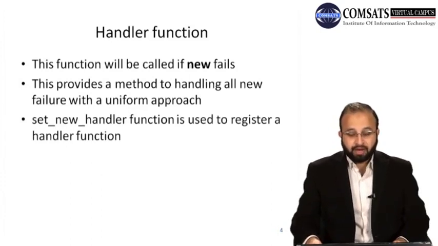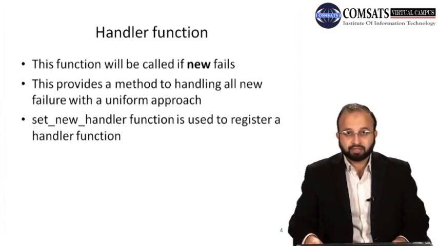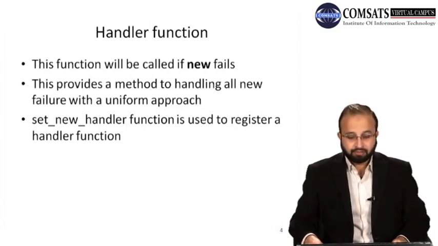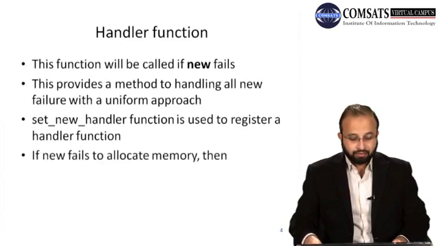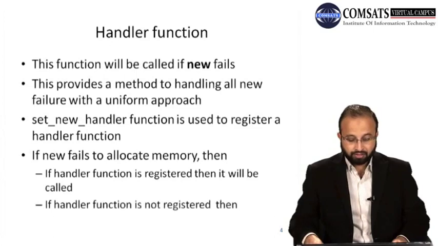So how do we set the handler function? The handler function is a user defined function. We use the built-in function set_new_handler to register a handler function, right? To set_new_handler we basically pass a function pointer of the handler function, and then that handler function will be invoked whenever in your program the new operator fails to allocate memory dynamically. So if new fails to allocate memory, then if a handler function is registered, it is called, and if a handler function is not registered, then the new operator will throw a bad_alloc exception.